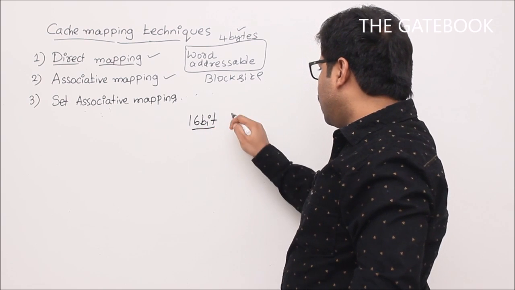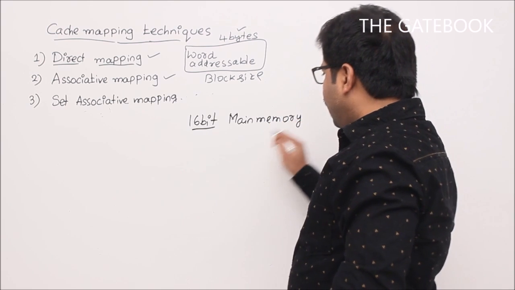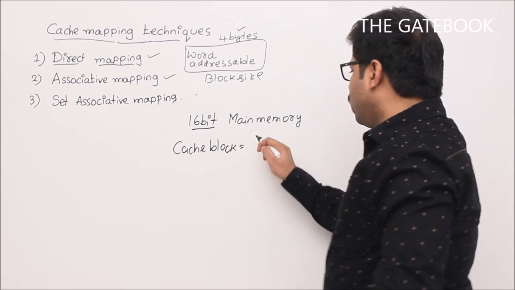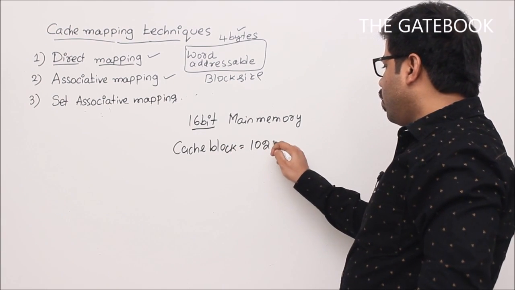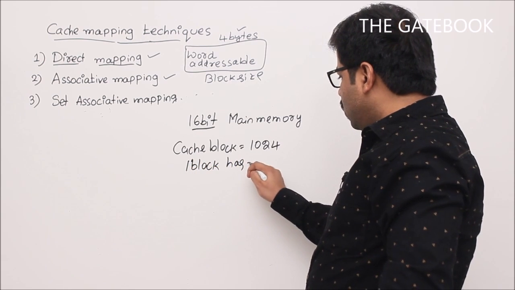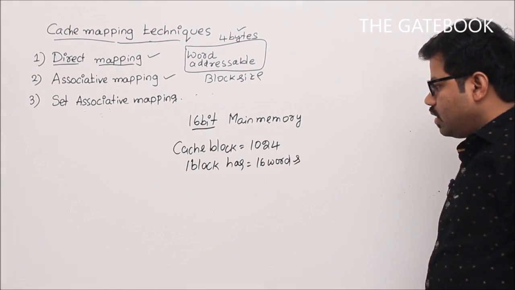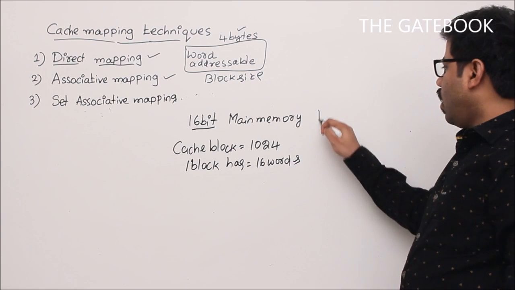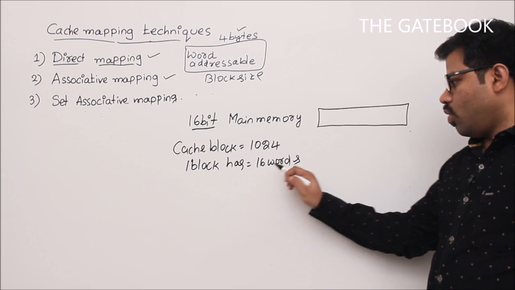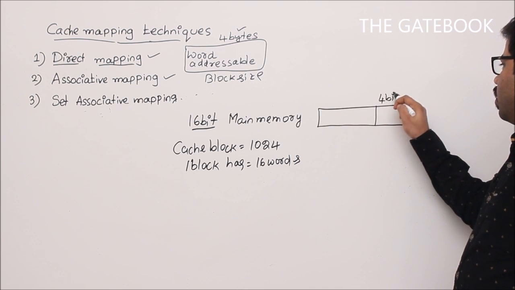Okay, assume that the memory address is a 16-bit main memory address, and the number of cache blocks is 1024. Now each block has 16 words. The question is how you divide your main memory. First, how many words does each block have? 16 words, right? That's why we give 4 bits for the word offset.